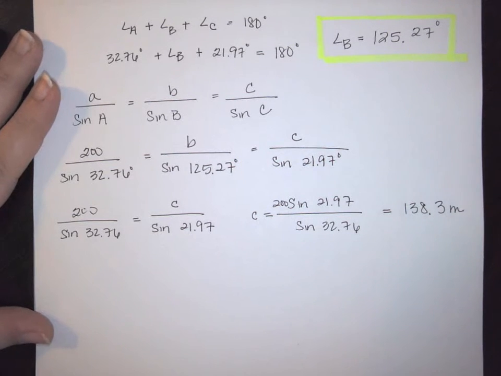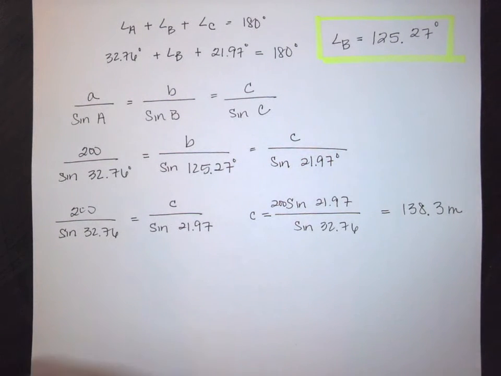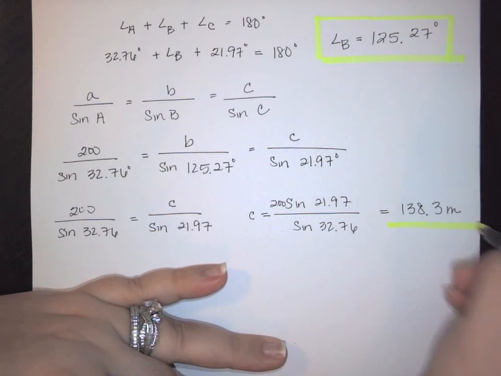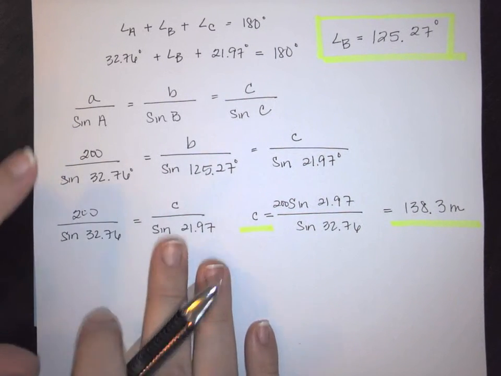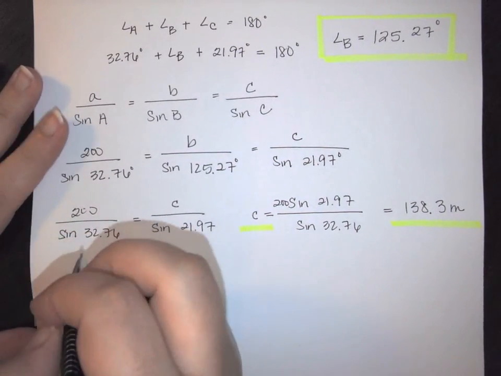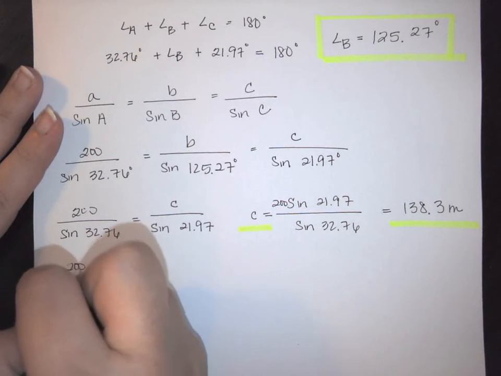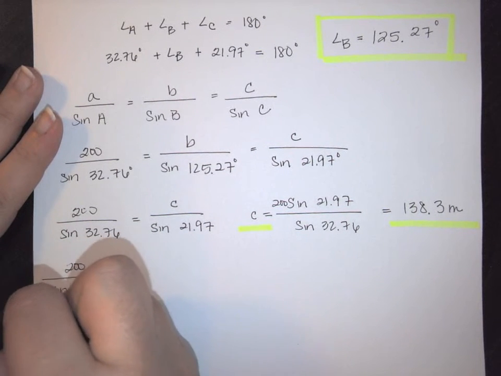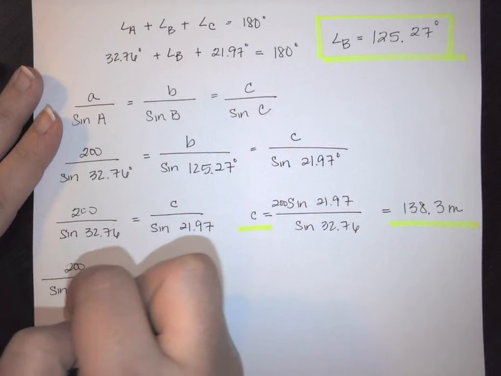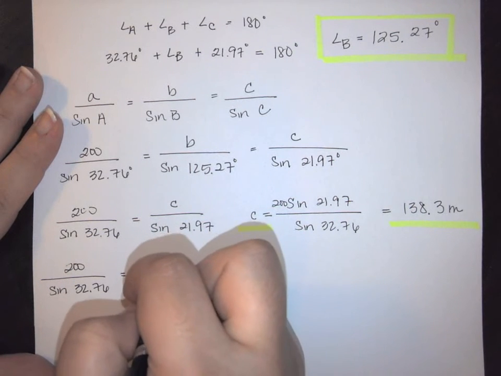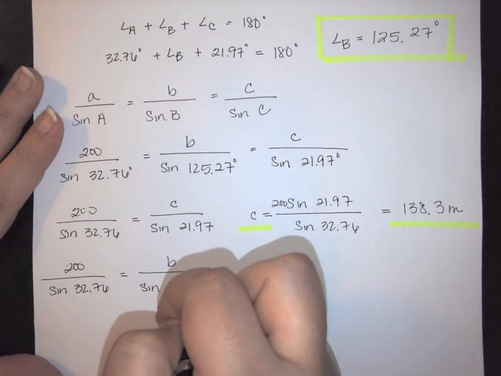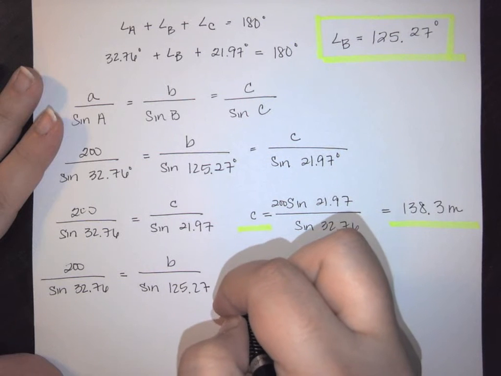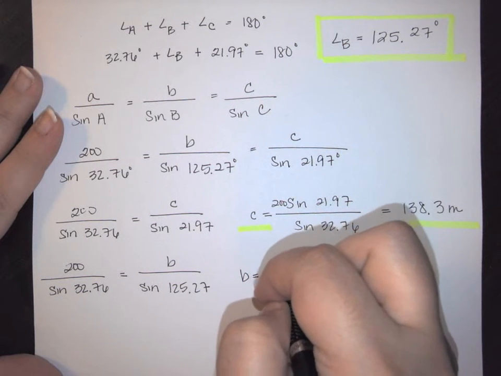So again, I would use the 200 over the sine of 32.76, and we would say that that equals B over the sine of 125.27. So here we find that B is going to be 200 sine of 125.27 all over the sine of 32.76. Since there were only 3 missing sides, we have found everything we need and thus completed our angle, angle, side triangle.